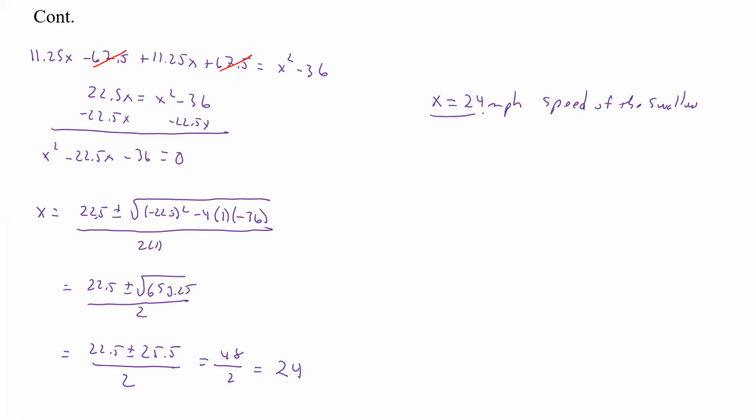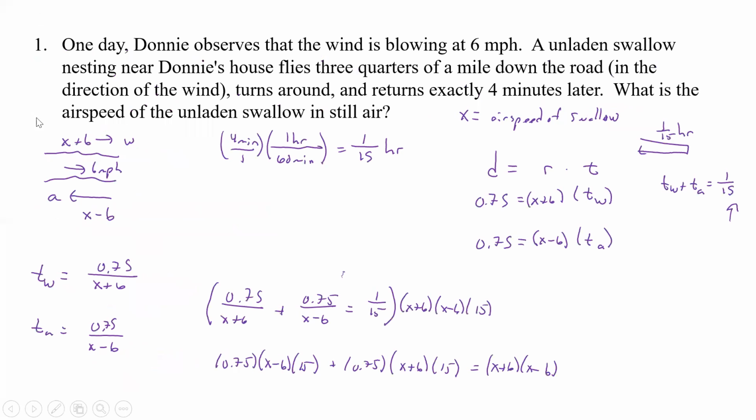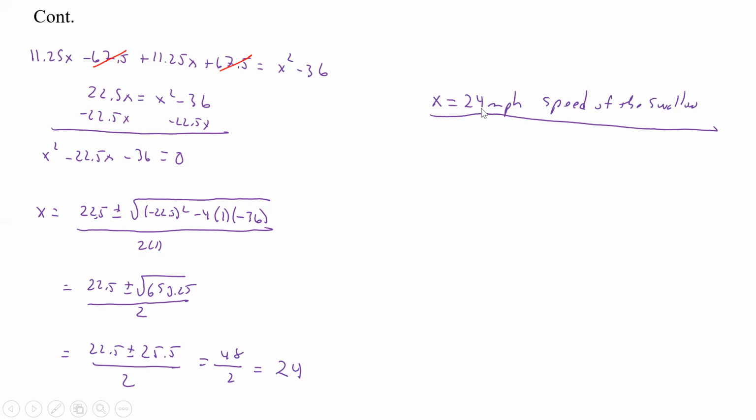Okay, so that was what they were asking for. And so that's what we ended up with. What is the speed of the unladen swallow in air? It was 24 miles per hour. Okay, so a lot of work, and a lot of it was just simplifying and using the quadratic formula and all that to get down to our value of 24.